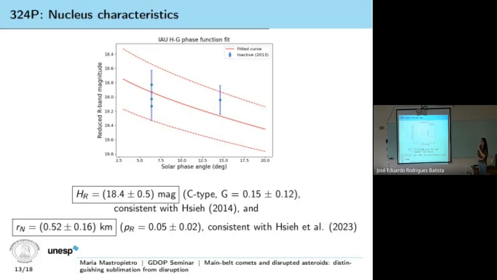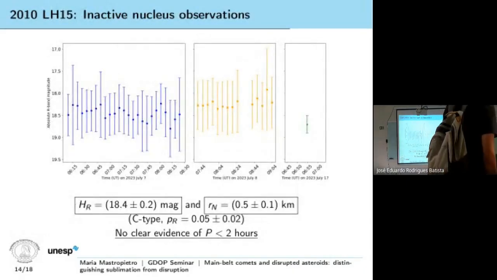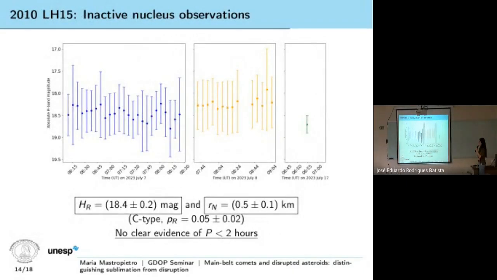We wanted to observe it when it was inactive in 2022 to study its rotational period. However, the Gemini North telescope had some technical issues with its primary mirror. So when it went back to observe, 324P was not visible anymore, and so we had to change target. And that's why we observed LH15 in 2023.